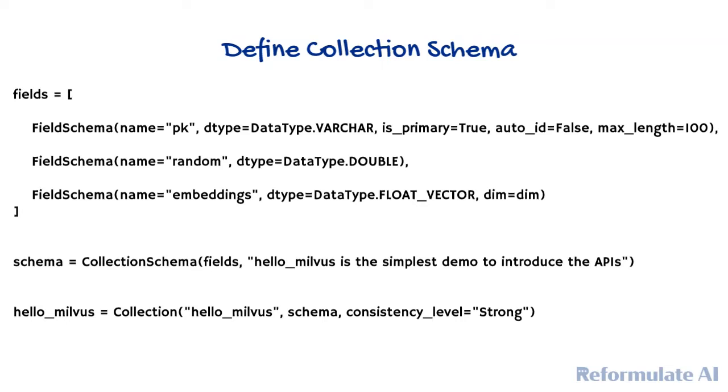Each vector uploaded must have a fixed shape which is predefined using the dim attribute as part of the field schema. A group of field schemas can then be combined into a collection schema. Finally, the new collection is created by instantiating the collection object while passing in a collection name, collection schema, and any other optional collection level parameters you would like to set.